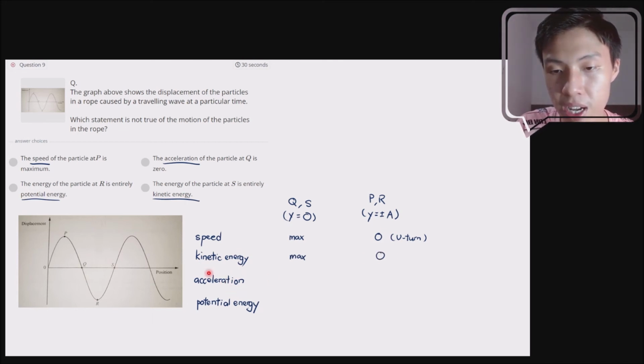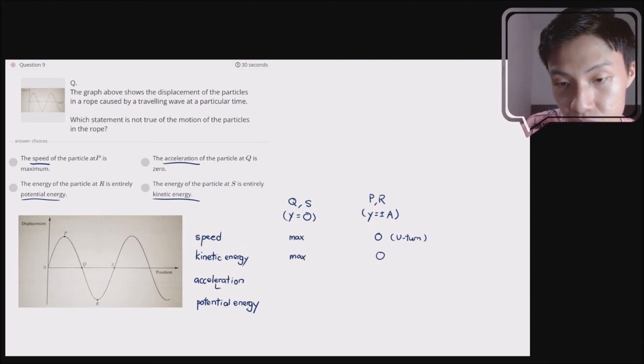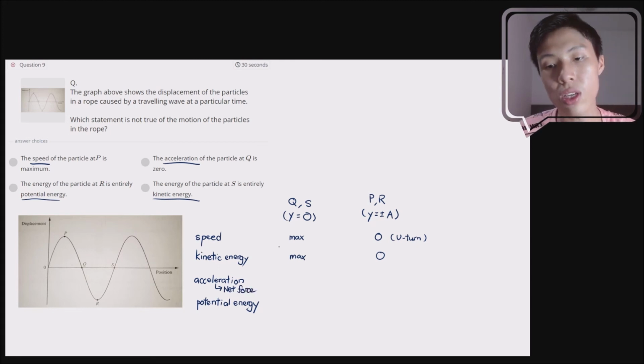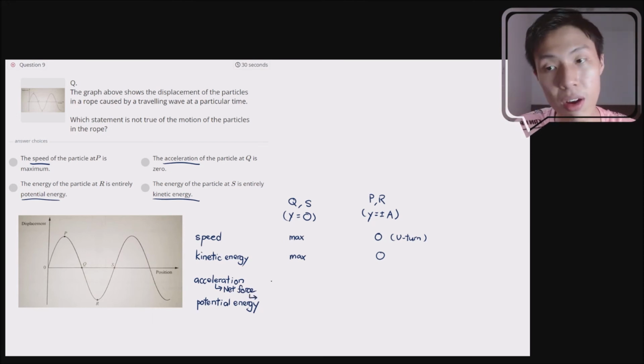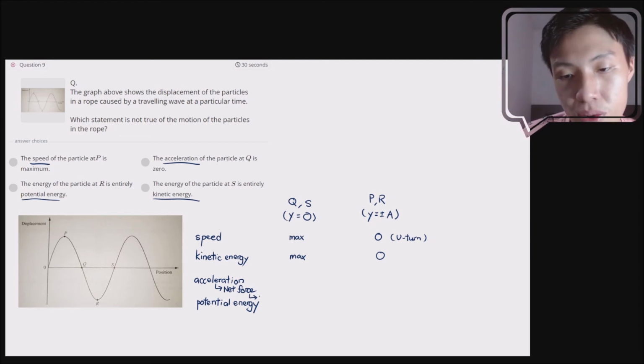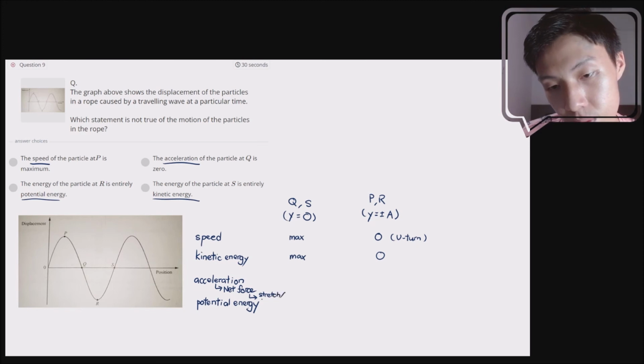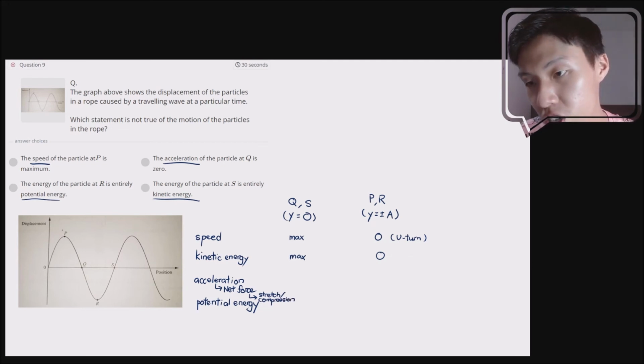Next, let's move on to talk about acceleration. We know that acceleration is very much related to net force. So if you have a greater net force, you have a greater acceleration. We know that net force, if you think about these particles as springs oscillating, is related to the amount of stretch or compression. So stretch and compression, you can think of it like this: if you are over here, that means you are being stretched upwards. You can think of it like a spring like this.